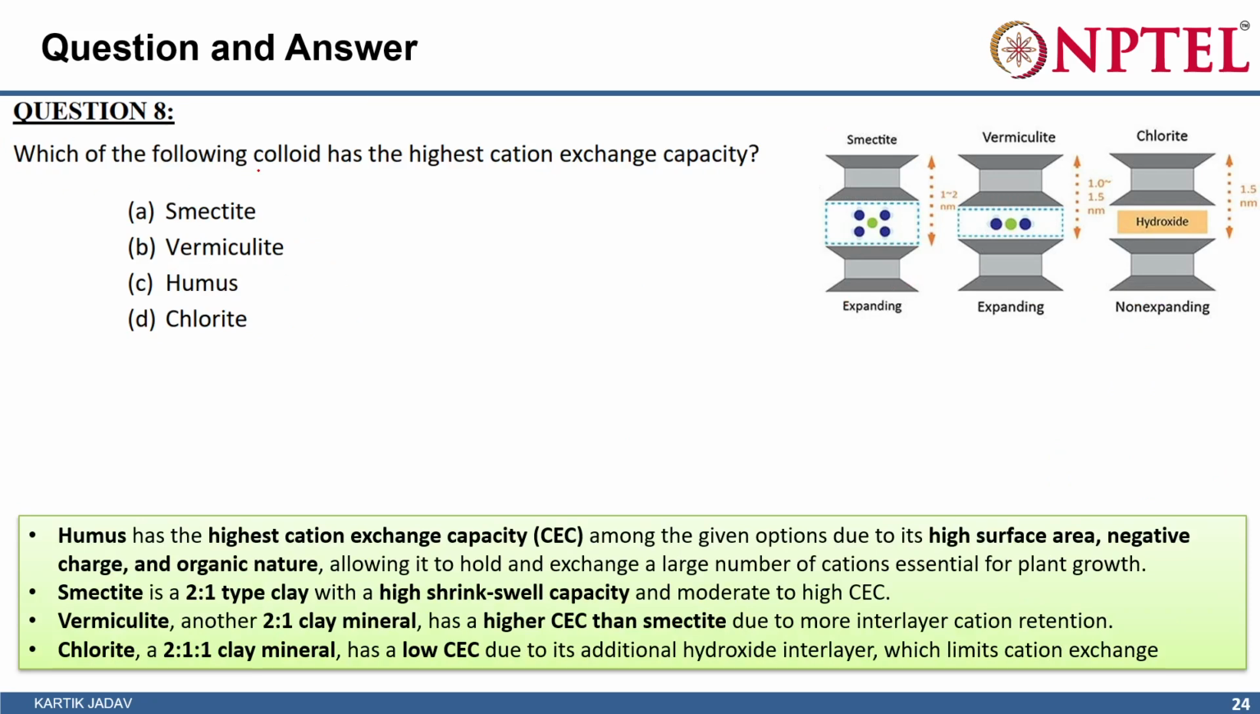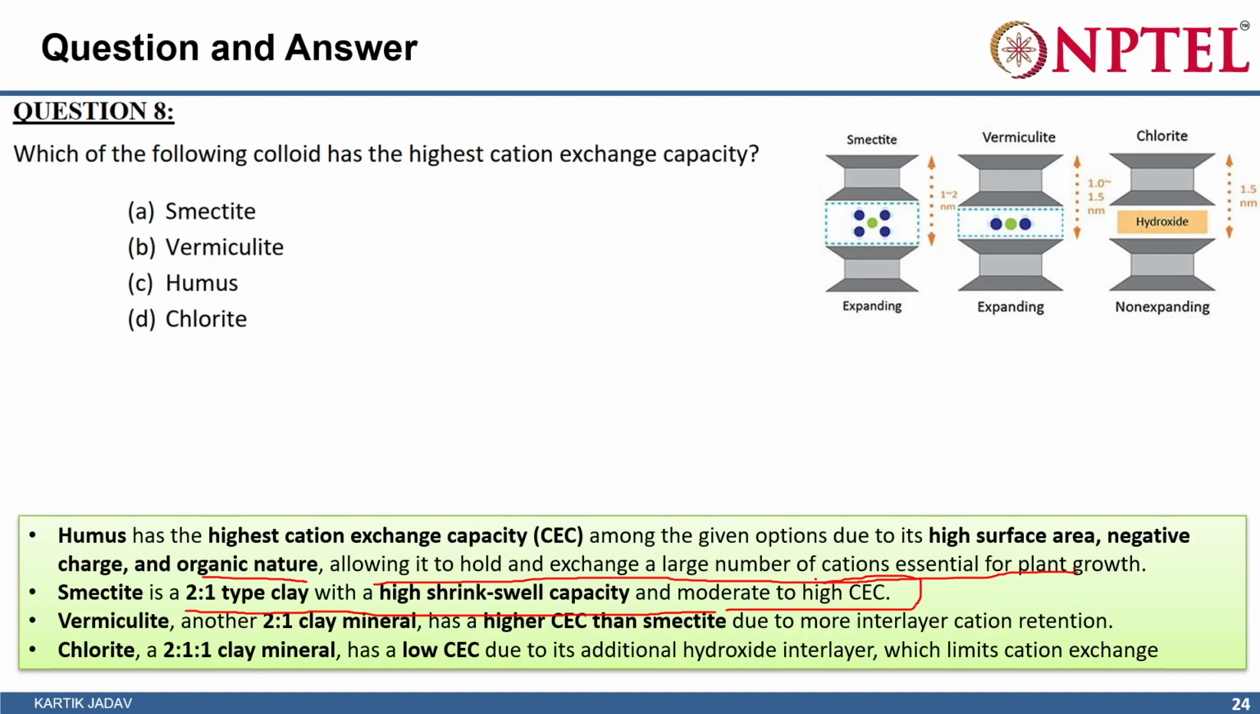Question number 8. Which of the following colloids has the highest cation exchange capacity? So options given are smectite, vermiculite, humus, and chlorite. Right. So we note that humus has the highest cation exchange capacity among the given options due to its higher specific surface area, negative charge, and organic nature, allowing it to hold and exchange a large number of cations essential for plants. While smectite is a 2:1 type of clay with high shrink swell capacity and moderate to high cation exchange capacity.